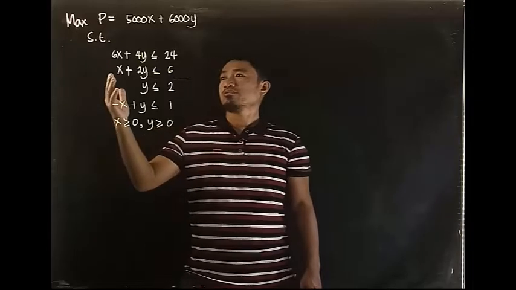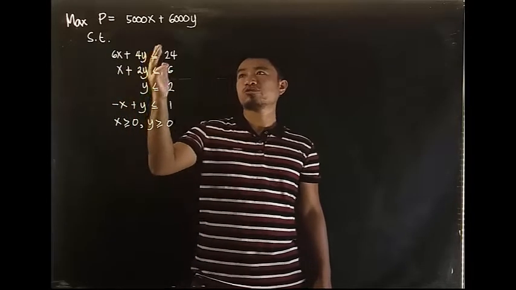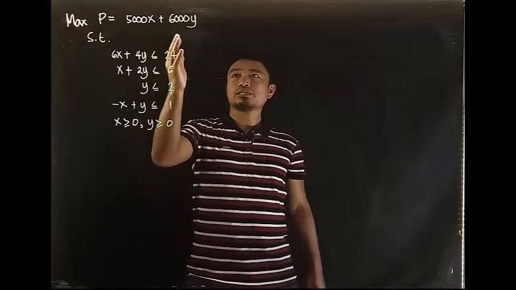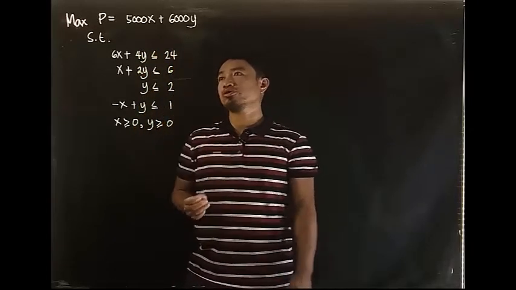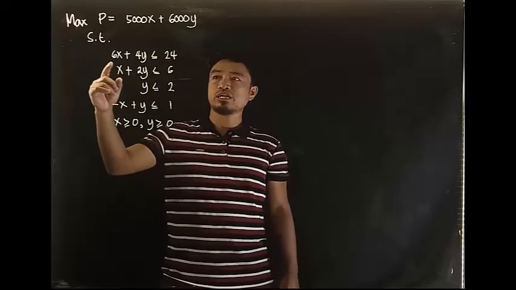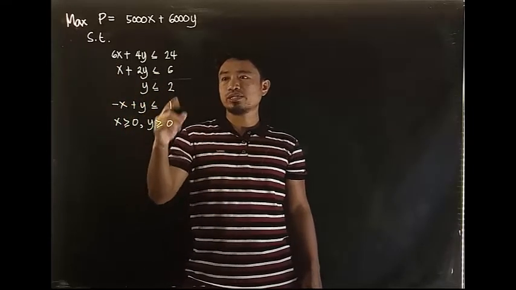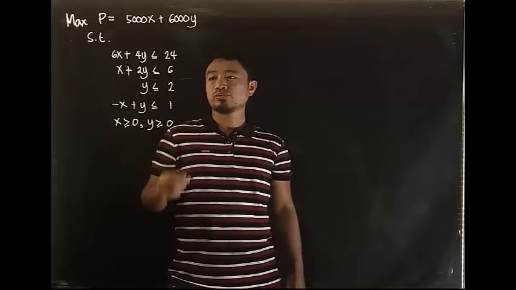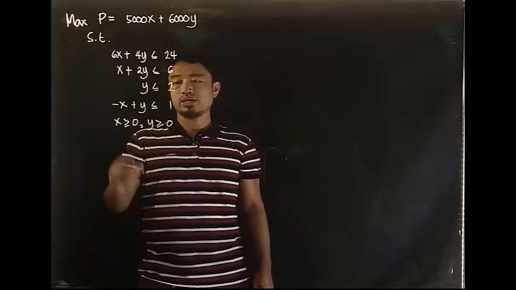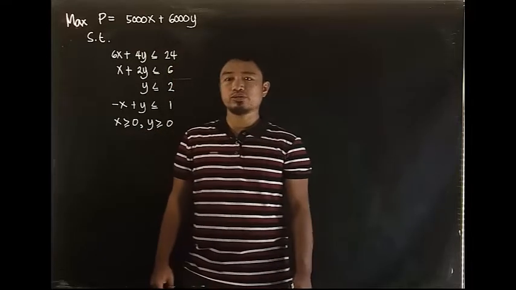So the objective function is to maximize P, which is profit, equal to 5,000x, the profit contribution of the exterior paint, and 6,000y, which is the profit contribution of the interior paint, subject to the following constraints. So that's 6x plus 4y less than or equal to 24, x plus 2y less than or equal to 6, y less than or equal to 2, and negative x plus y less than or equal to 1. And our non-negativity constraint, x and y are greater than or equal to 0.